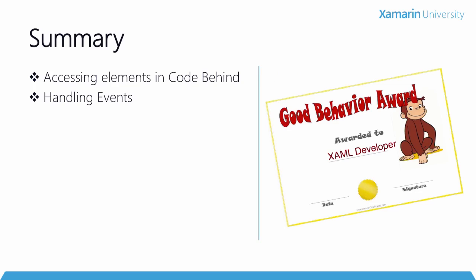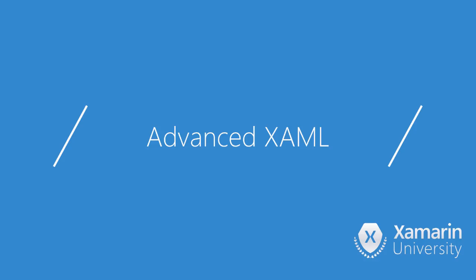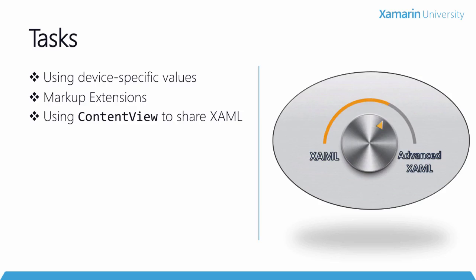So in this objective, we've seen how to access elements in our code behind and handle events. Now, let's look at some more advanced things that we can do with XAML. We have 4 things that we want to look at in this final section. First, there are times we need to make minor changes in things like spacing or margins in the UI depending on the platform. We can do this in code behind with the Device.OnPlatform capability, and it turns out there's a mechanism for this in XAML as well.